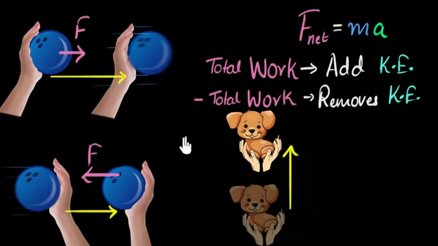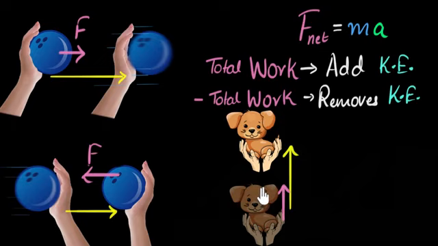But why? Clearly, I am pushing on it and I'm making it move. So why is the total work done 0? Can you pause the video and think about this one? Well, again, I am pushing on it and I am doing positive work and I am trying to add kinetic energy to this puppy. But there's one more force acting on this puppy.